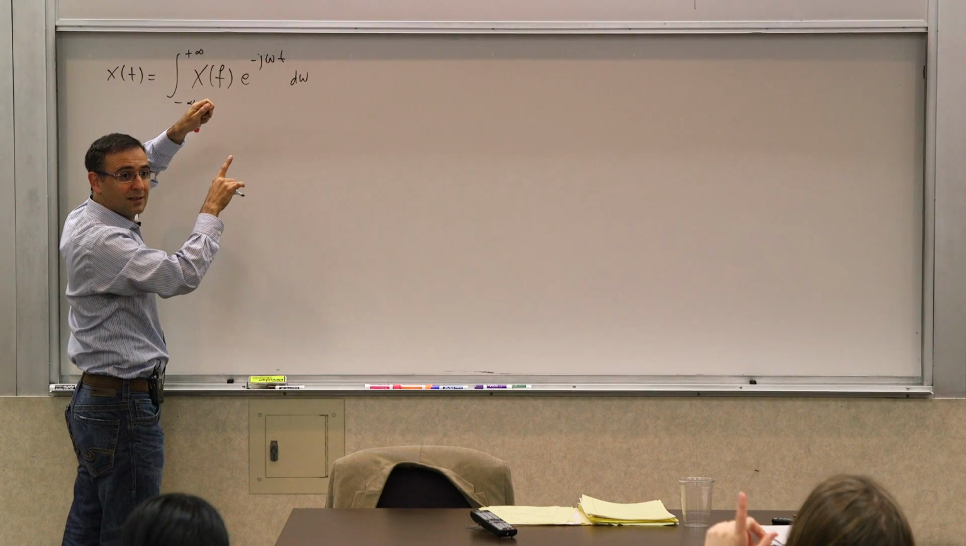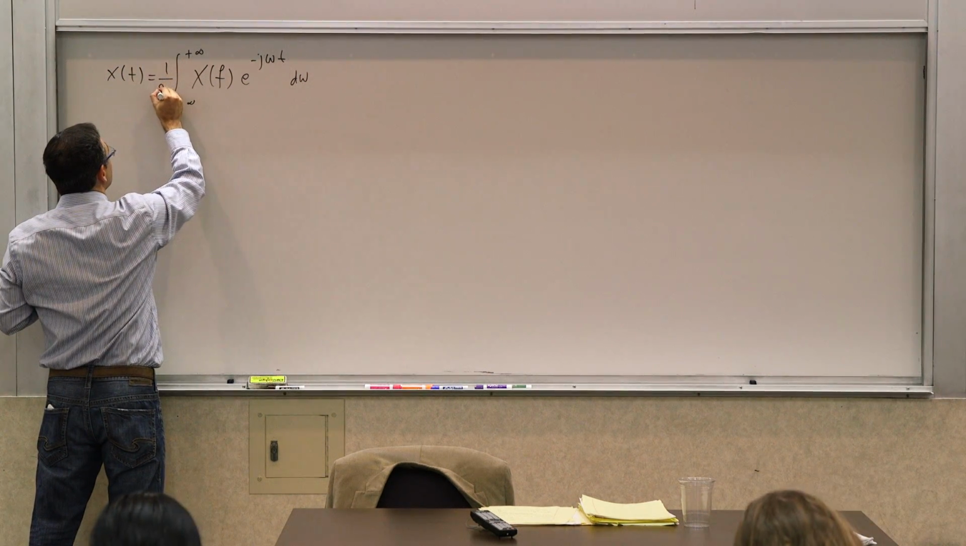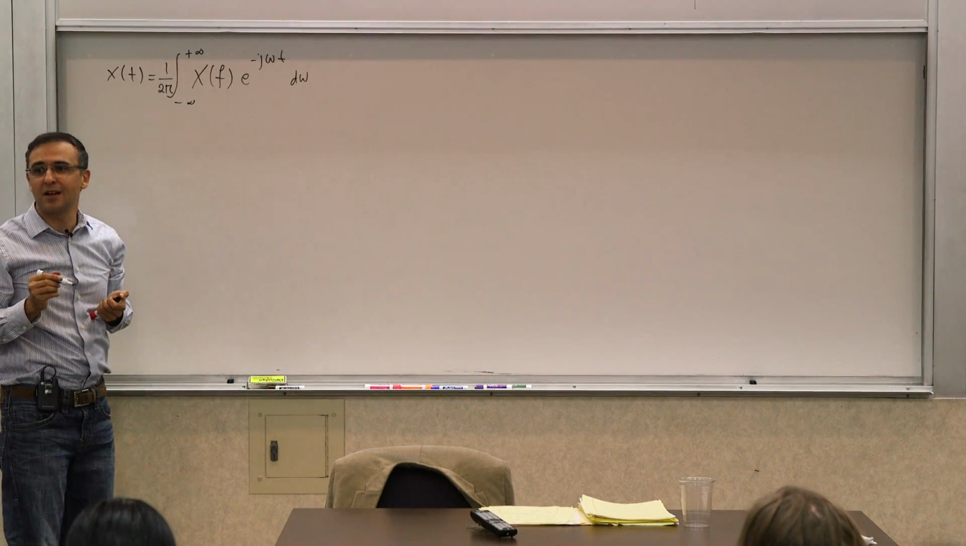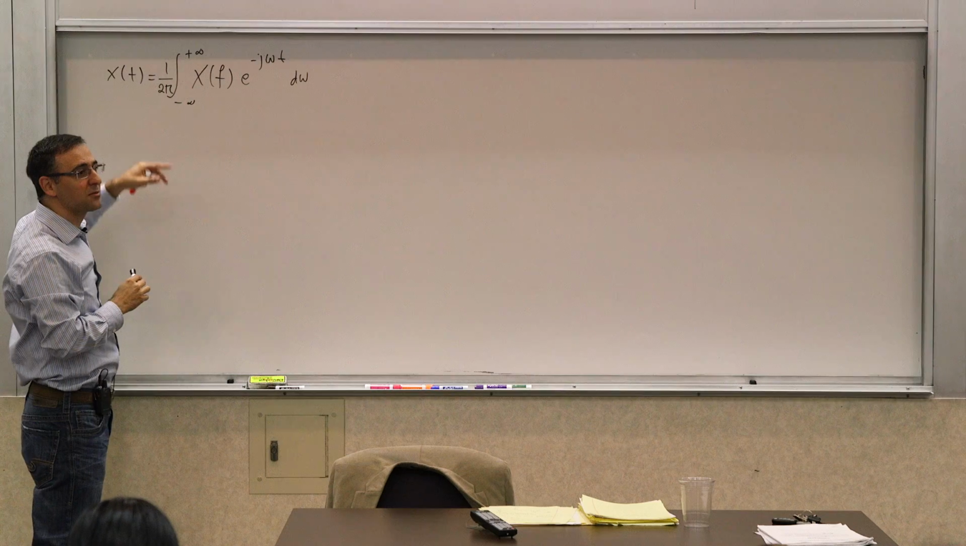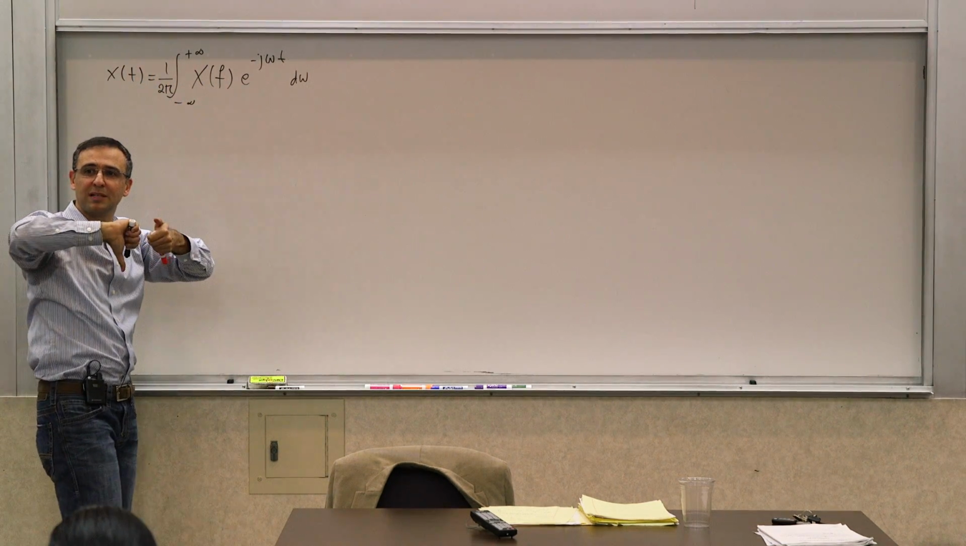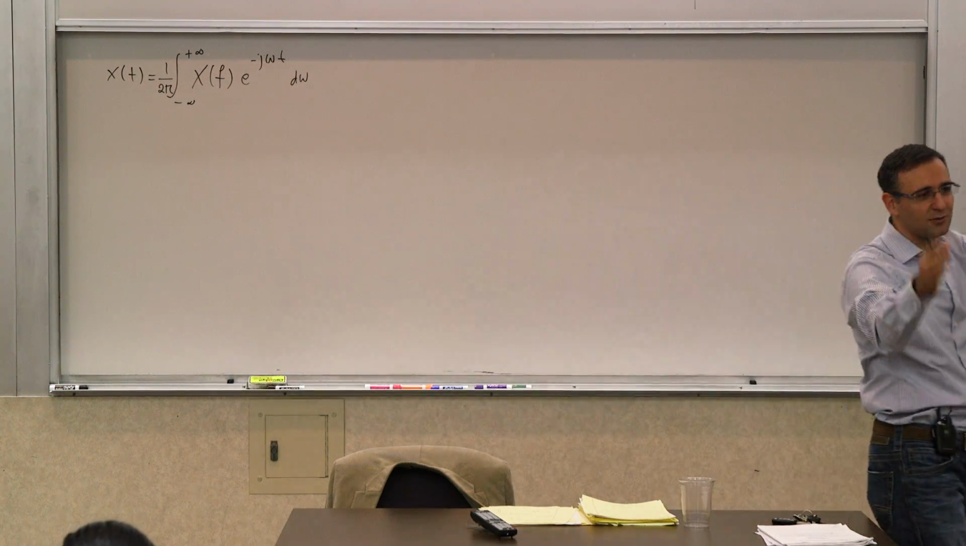Say again? 1 over 2 pi, exactly. So you need a 1 over 2 pi up front. So if you write it in terms of omega, it's 1 over 2 pi. That's why I prefer to write it in terms of f, if you get a chance. Because when you write it in f, it becomes completely symmetrical. I don't have to worry about which one had the 1 over 2 pi, which one didn't.